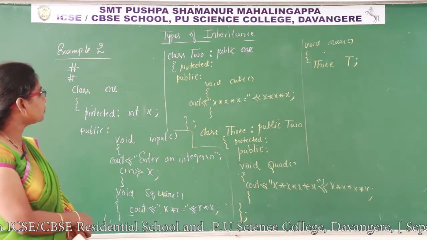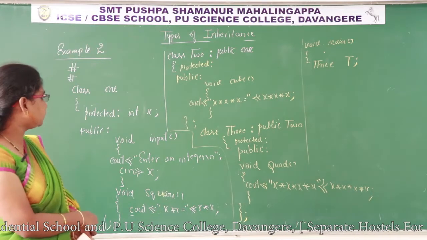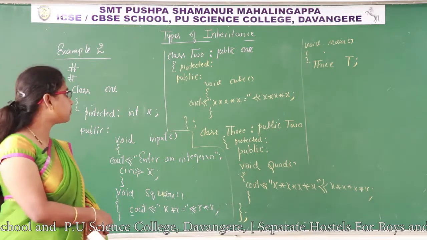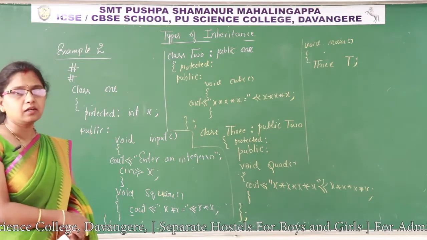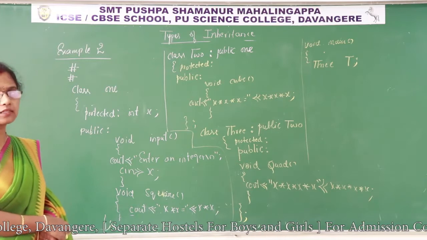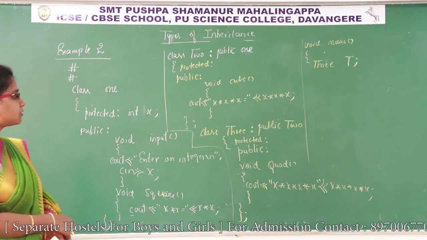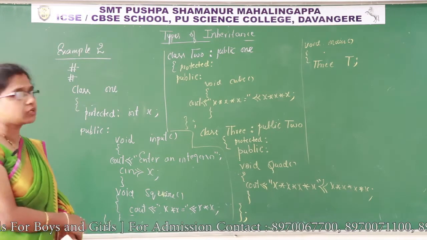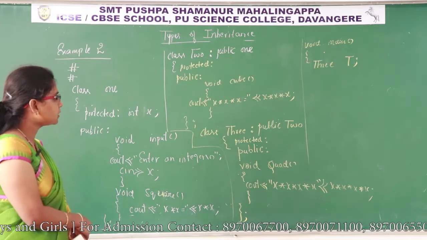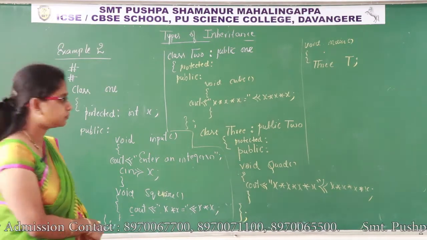What are the properties of class 2? Int X, cube, square, input. These are the properties of class 2, and these properties are inherited to class 3. Now the protected section of class 3 contains int X, and the public section of class 3 contains input, square, cube and quad. So it is possible to access all these functions through the object of class 3.